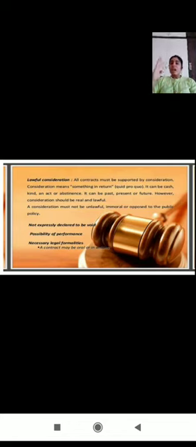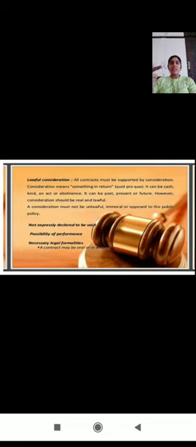It must not be unlawful, immoral, or opposed to public policy. If any of these is involved, like any unlawful act, immoral act, or act opposed to public policy, then it automatically becomes an unlawful consideration, and the contract automatically becomes a void one, okay. So this is lawful consideration. And the next essential is not expressly declared to be void. From the beginning, the agreement should not be expressly declared to be a void one.